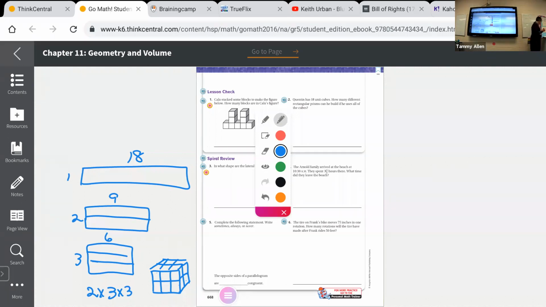All right, number 3. What are the shapes of the lateral faces of the pyramid? They are triangles.